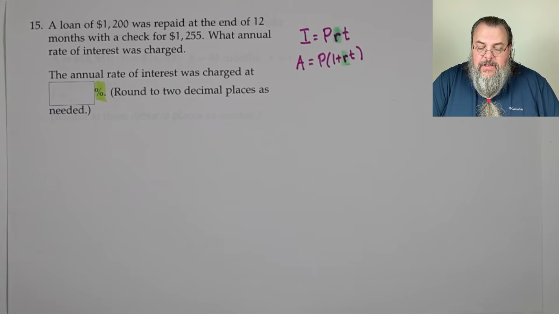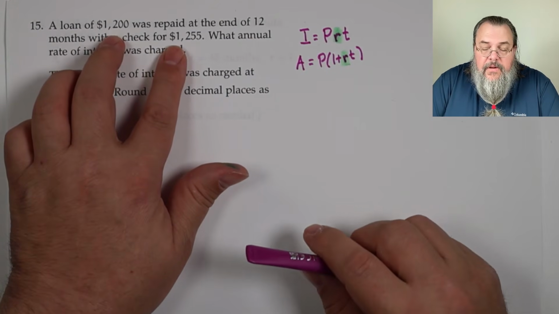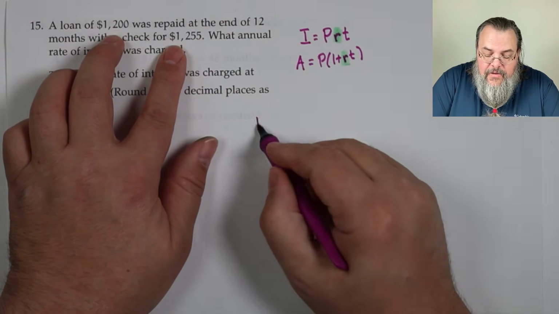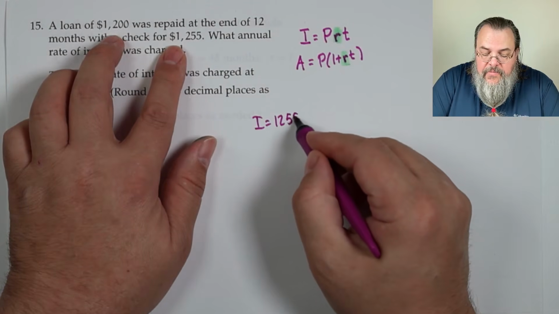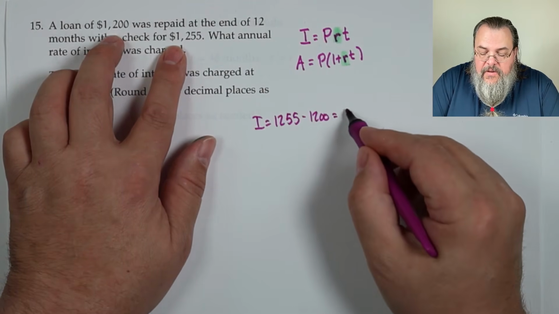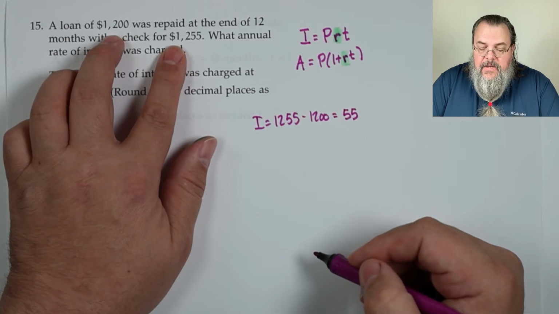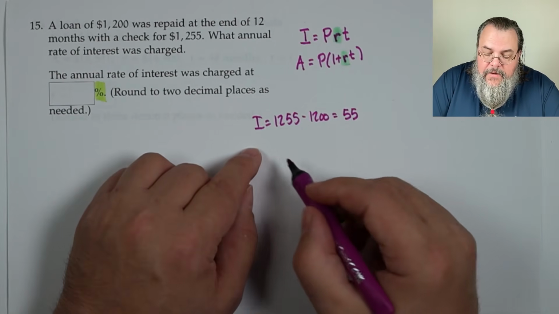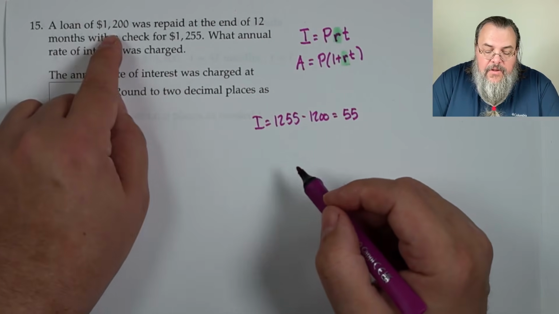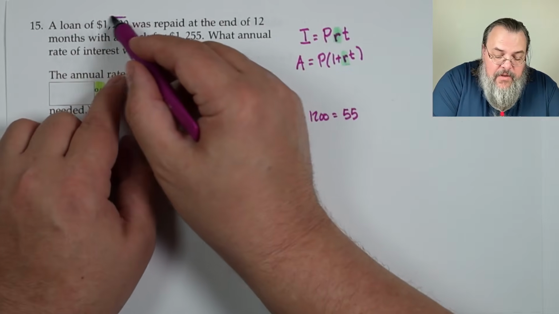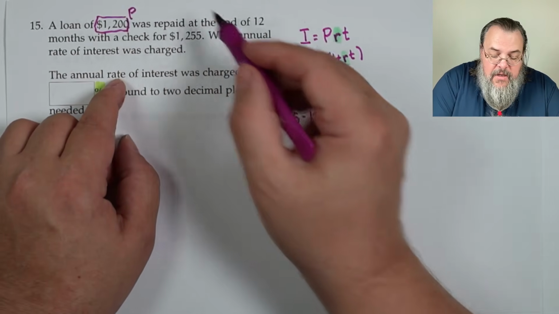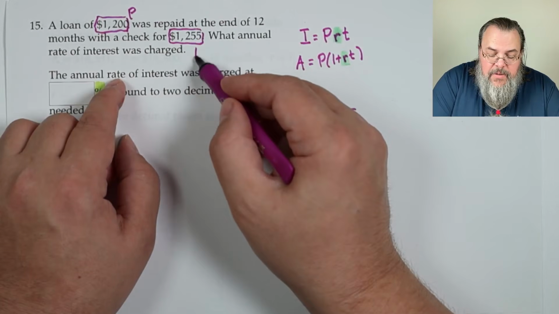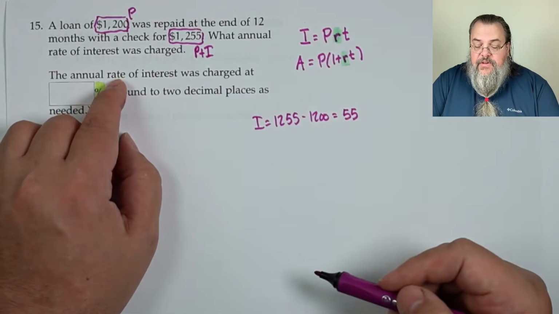All right, so let's think about what's going on. What is our interest that we paid? Well, notice it's the difference. So if you take the amount, that's $1,255, subtract 1,200, and that gives us 55. All right, so there's our interest. Now, we say, cool, how much did we borrow? So this here, P, is built off of this amount. So this is your P, and this part right here, this is your P plus I, your principal plus interest.